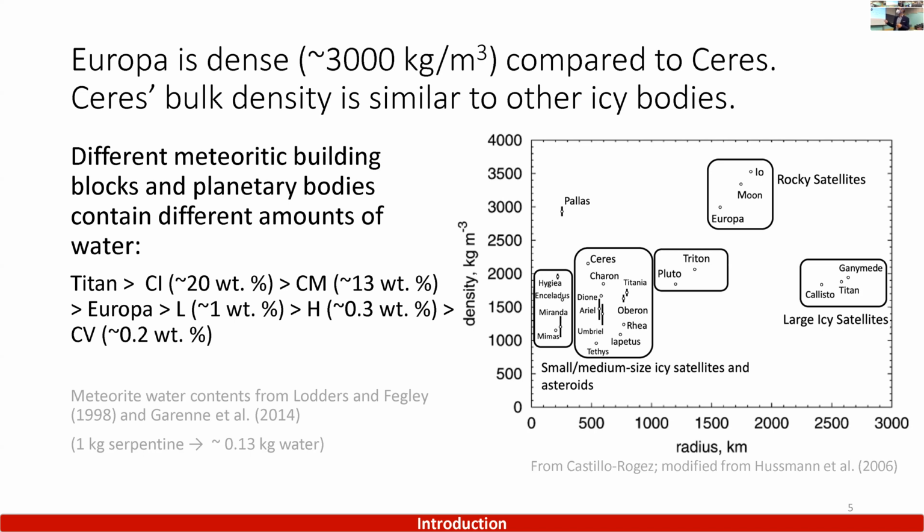CM chondrites are also carbonaceous chondrites. They contain large amounts of carbon, as well as water, and mainly the water is locked up in the mineral serpentine. And so serpentine contains about 13 weight% water.